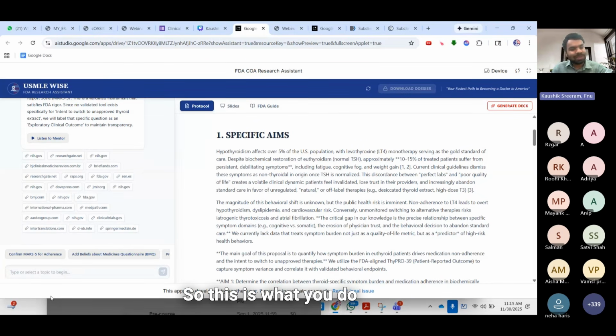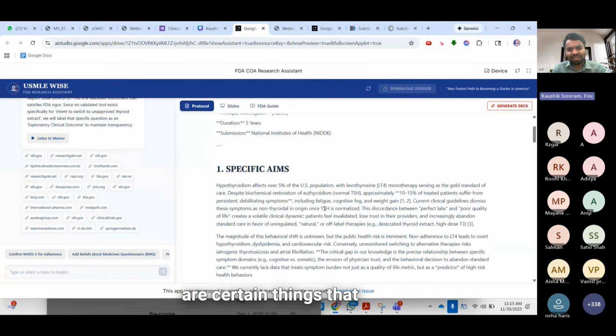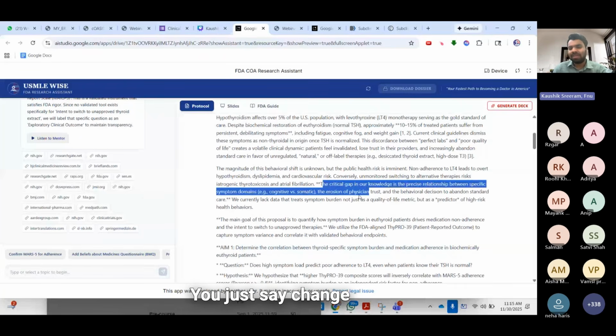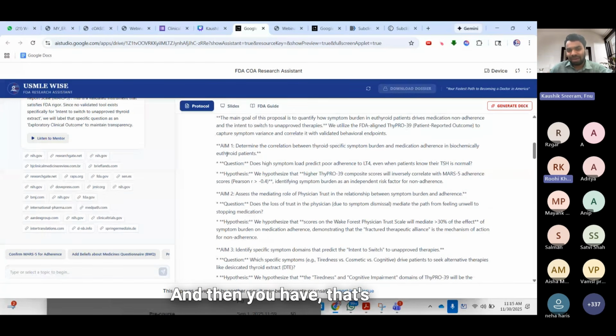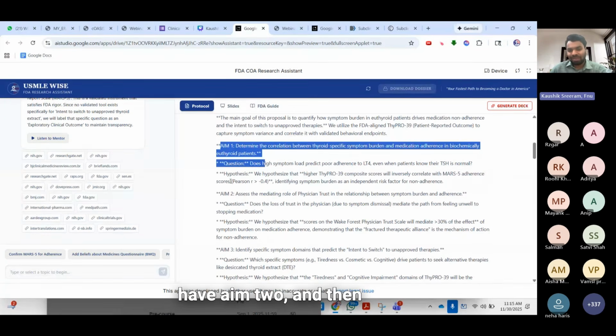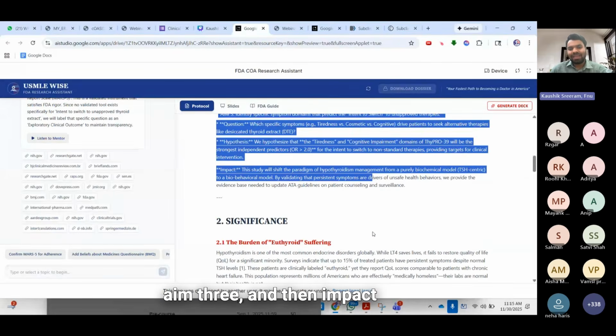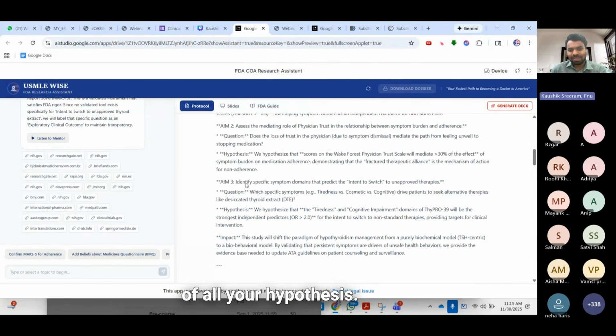Correct. So this is what you do. And let's say, hey, there are certain things that you don't like, right? You just say, change those sentences. You have a format and you have a structure, right? So you need to go back and say, okay, this is the structure that is good. Now there might be things that I don't like. There might be things that I want to change, and then go sentence by sentence and make those particular changes, right? So you will never be wrong, right? And then you have your aim 1, you have aim 2, and then aim 3, and then impact of all your hypotheses.